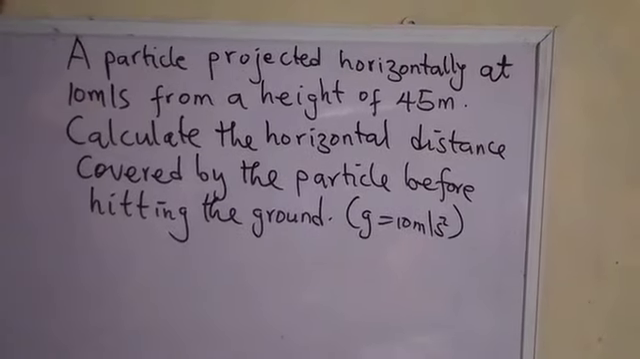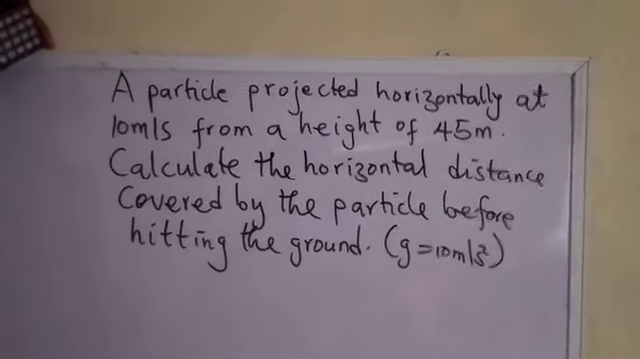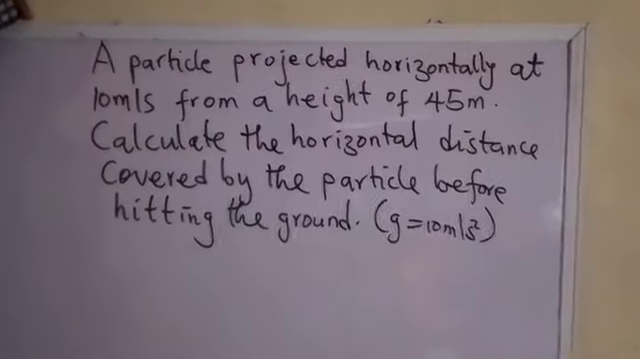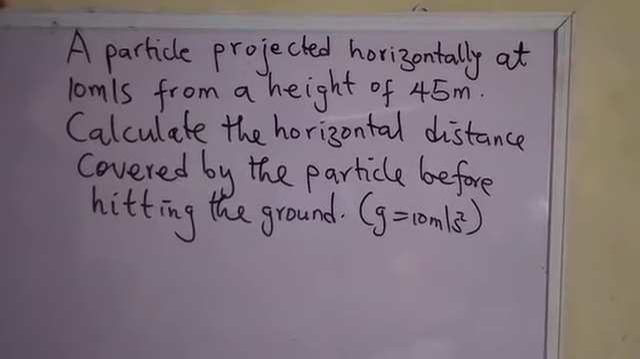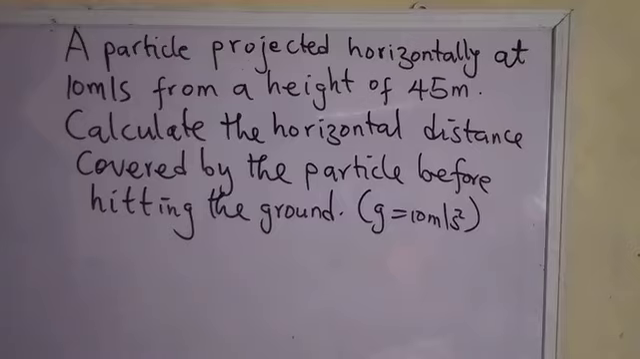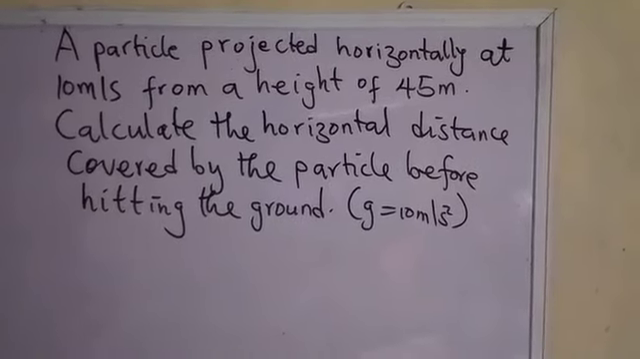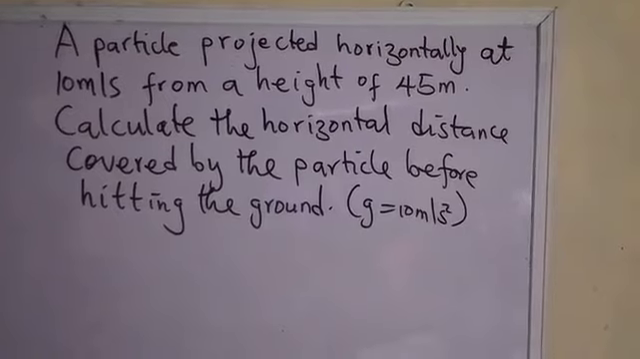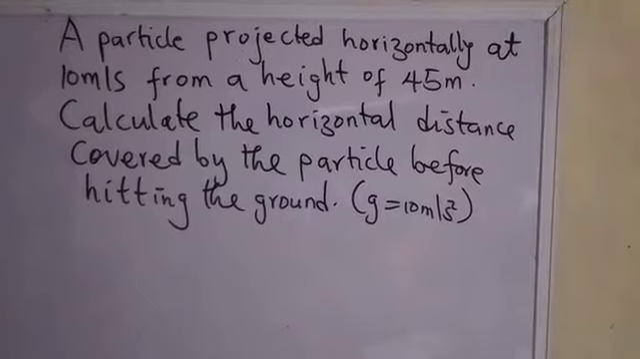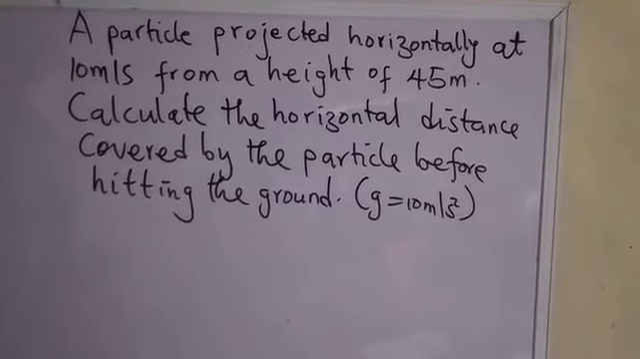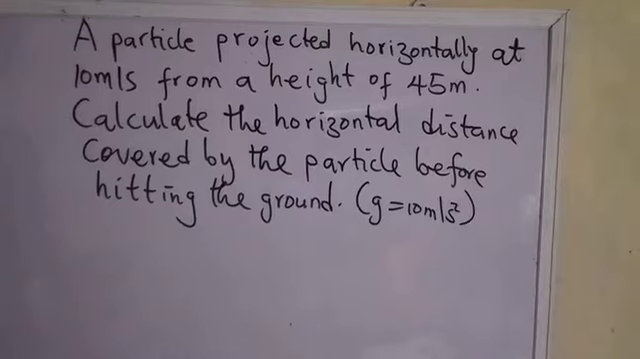Good day, viewers. Now this is another projectile question I want us to have a look together. The question says a particle projected horizontally at 10 meters per second from a height of 45 meters. Calculate the horizontal distance covered by the particle before hitting the ground. And here we are given acceleration due to gravity g, approximately 10 meters per second squared.